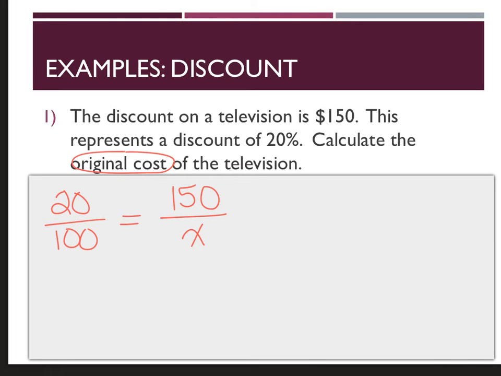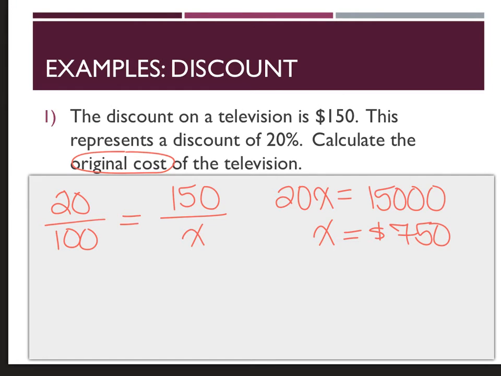Now you're just going to solve by cross multiplication and division. So we have 20x equals 100 times 150, which gives me 15,000. Then divide that by 20, and I'm getting x equals 750. The question was, what is the original cost? So $750 is the original cost of the television.